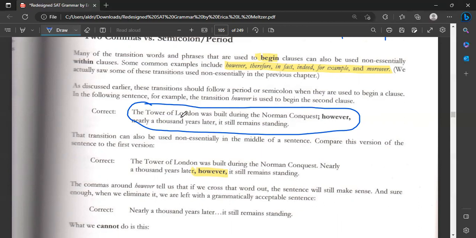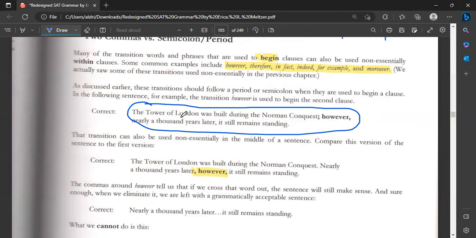Why? Because the Tower of London was built during the Norman conquest. That's a full sentence. We have the subject, the Tower of London. We have the verb was, right? The conjugated verb corresponding to the subject, the Tower of London. So we have: the Tower of London was built during the Norman conquest. That's a sentence. It stands alone. Good. And then we have however following after a semicolon.